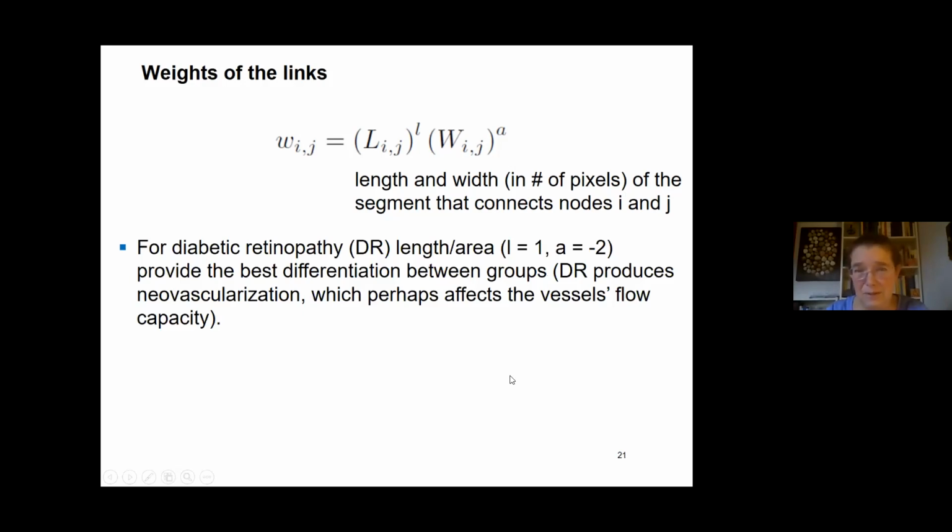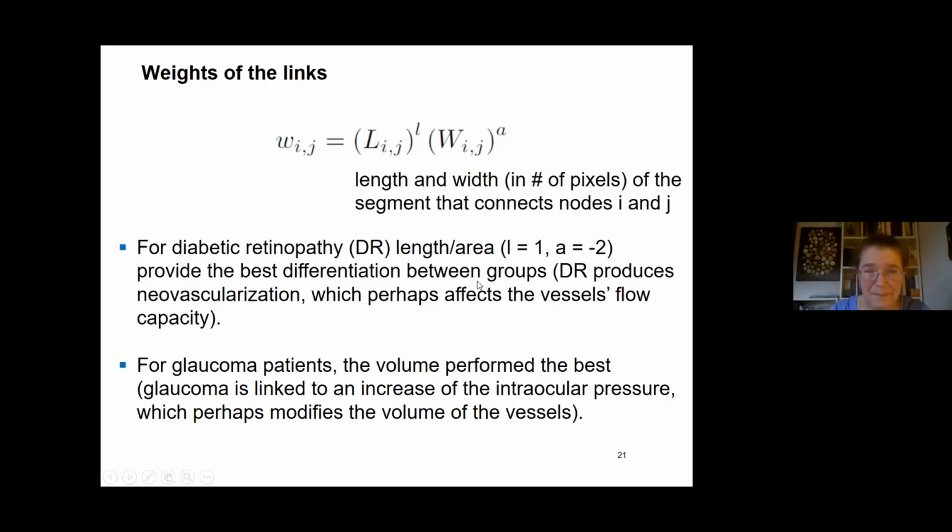And this is because for the type of pathology, we expected to have a difference in this ratio of length over area. For glaucoma, the volume performed the best, and that is because glaucoma is linked to an increase of intraocular pressure that perhaps modifies the volume of the vessels.